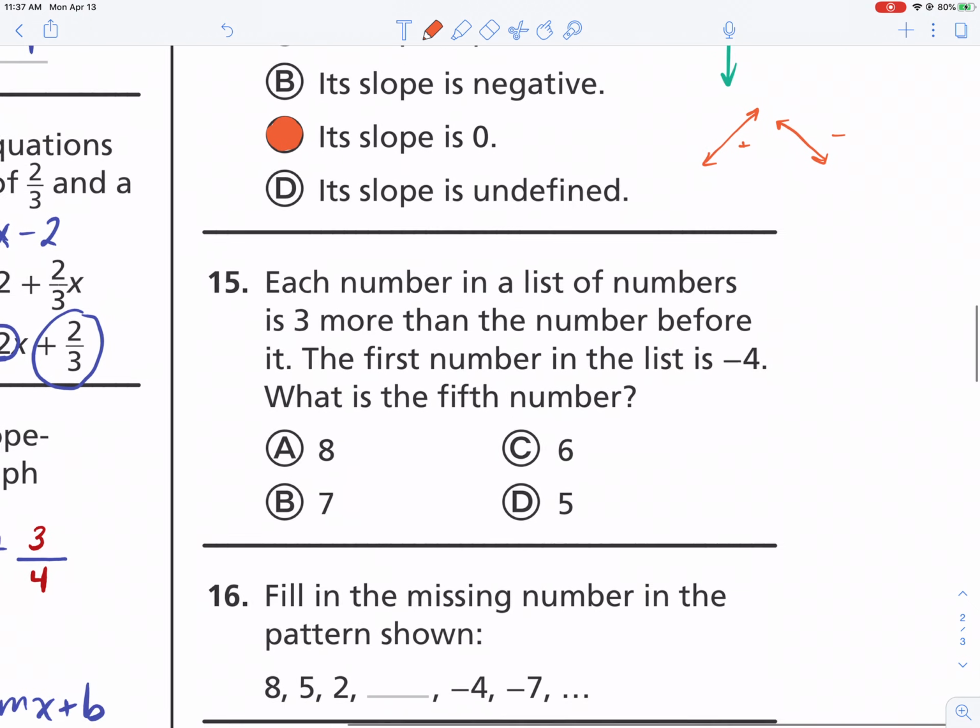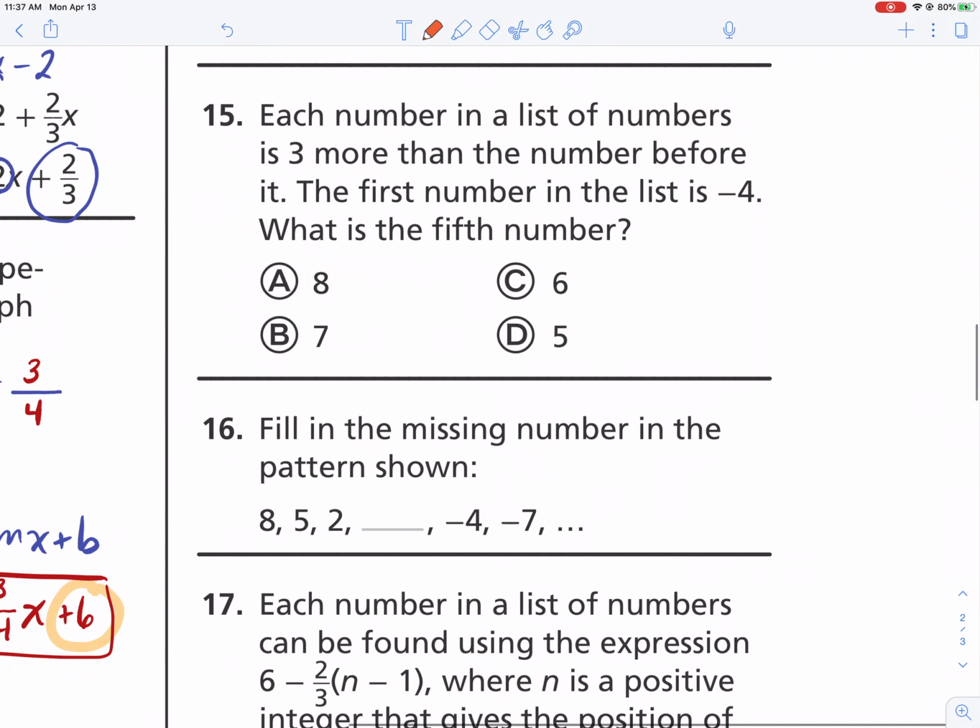Okay, moving on to number 15. Each number on the list of numbers is 3 more. Okay, so 3 more is a fancy way for saying we're going to add 3 more than numbers before. And the first number on our list is -4, and so it wants to know the 5th number.